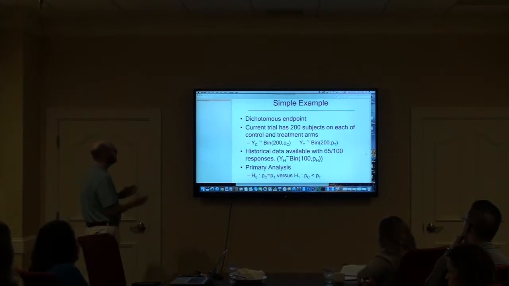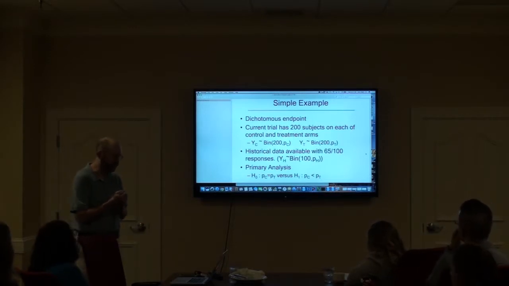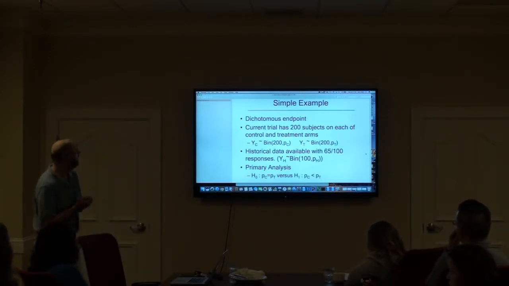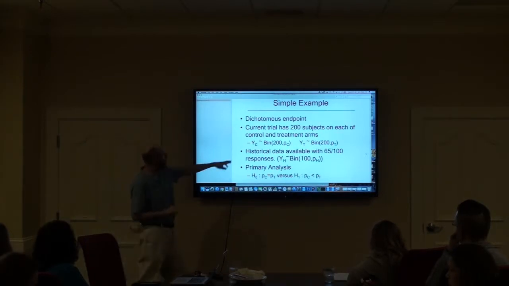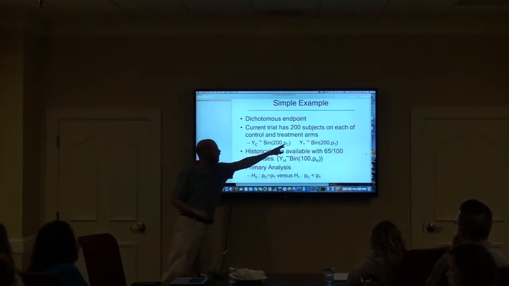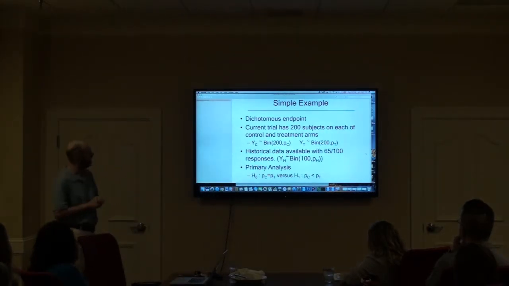All right, so a simple example. I'm going to talk about a dichotomous endpoint. We've got 200 subjects on each of the control and treatment arms. So just binomial data, yes, no for everybody. I've got 2 rates. So I've got a rate in the control arm, that's PC. I've got a rate in the treatment arm, PT.